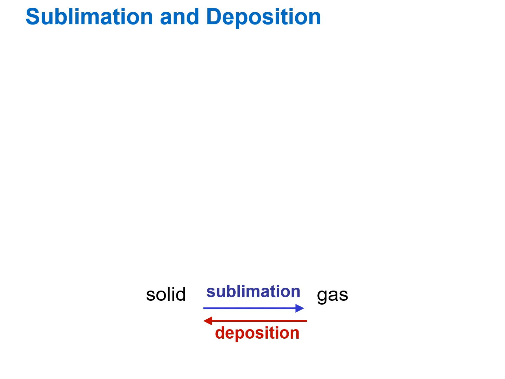But it's entirely possible that we eliminate that middle state, and we have a solid that becomes a gas, or a gas that becomes a solid. If a solid becomes a gas, we call that sublimation. If a gas becomes a solid, we call that deposition. So what is happening here?